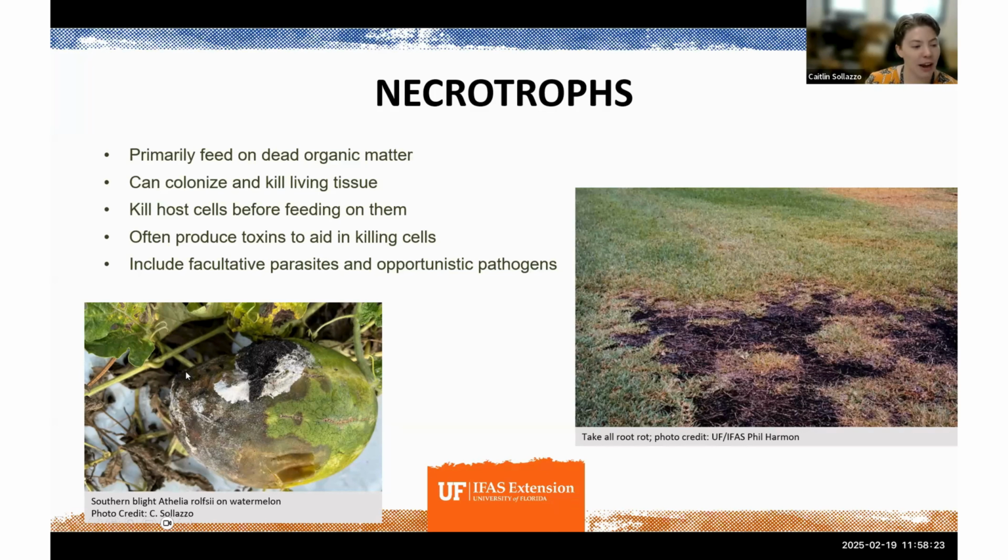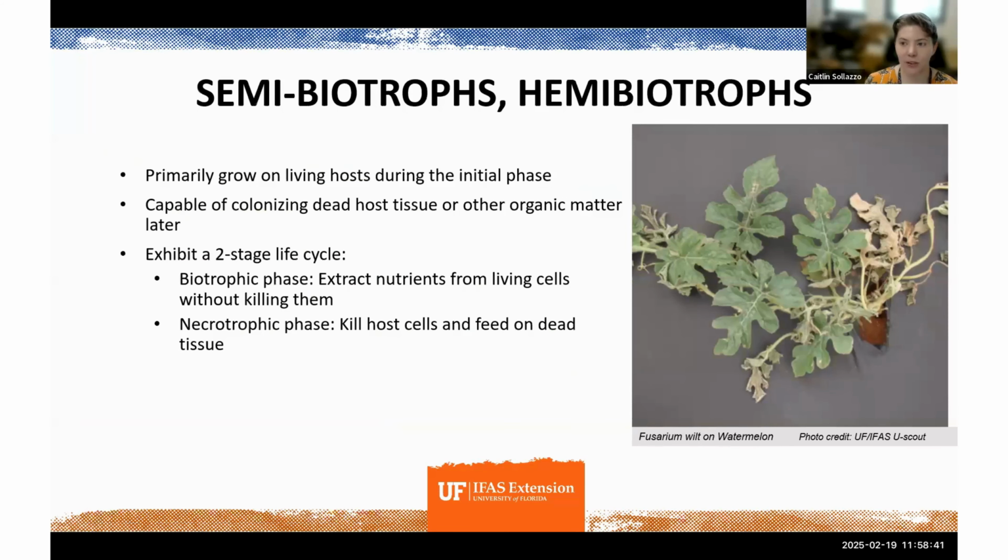And then this is southern blight, Athelia rolfsii, in watermelon. You can see this is the actual fungal mycelium, so this is the body of the fungus. You can see it started here and it's just killing its way over this watermelon and slurping up all the juices as it goes. All right, so those are necrotrophs. Now we're going to go through everything in between. And again, most things find themselves somewhere in between.